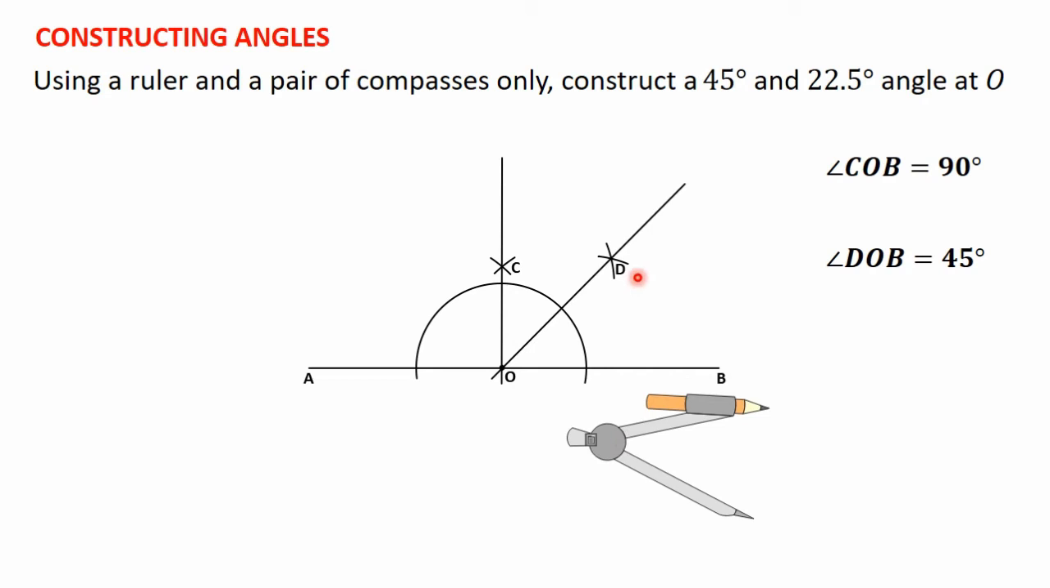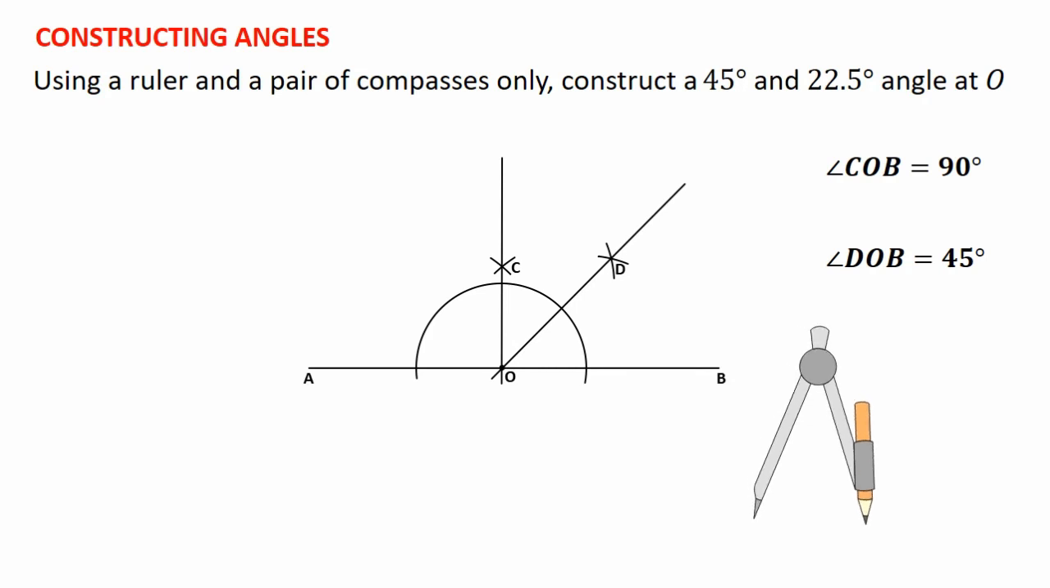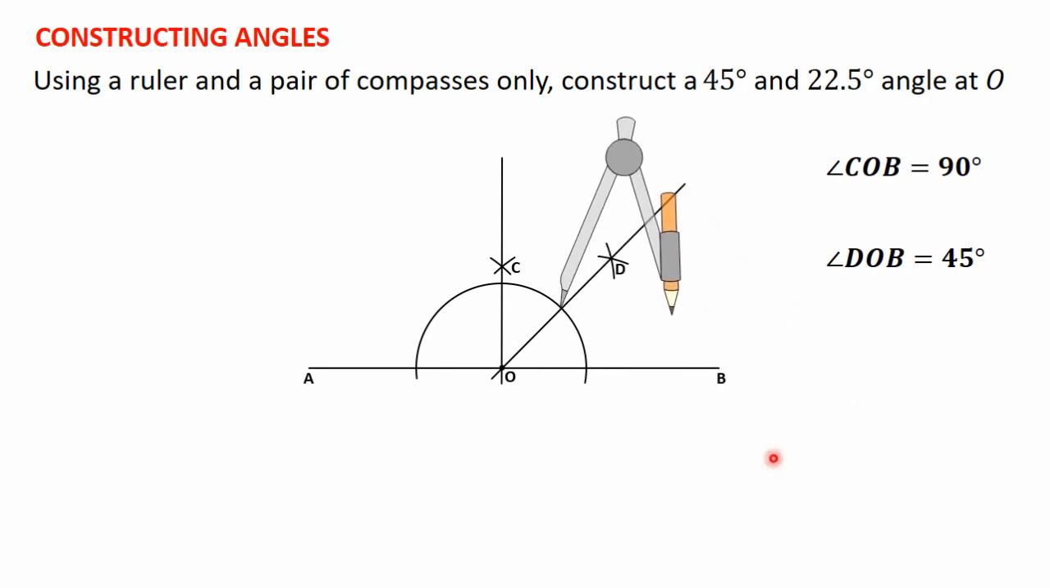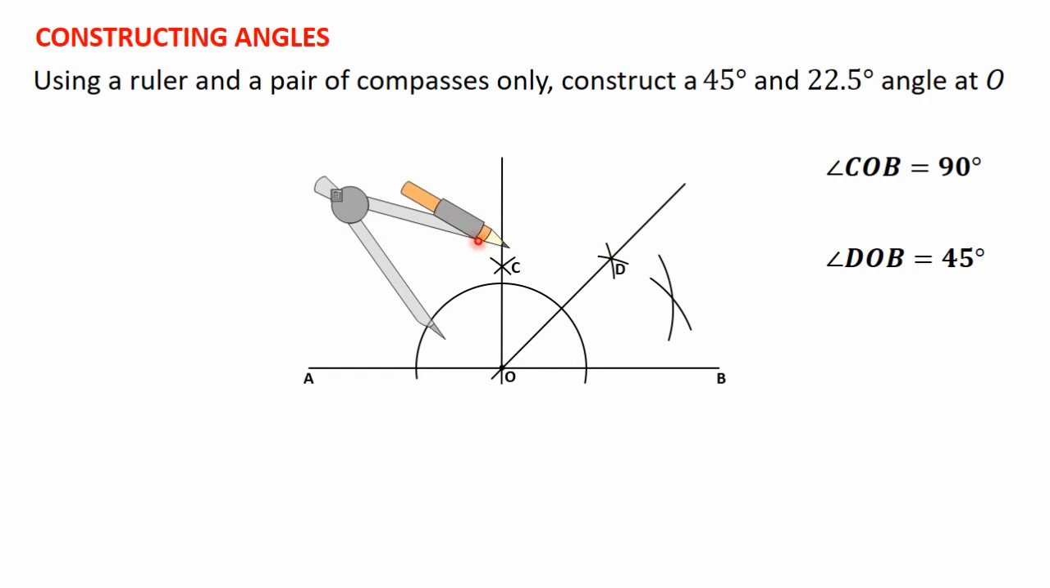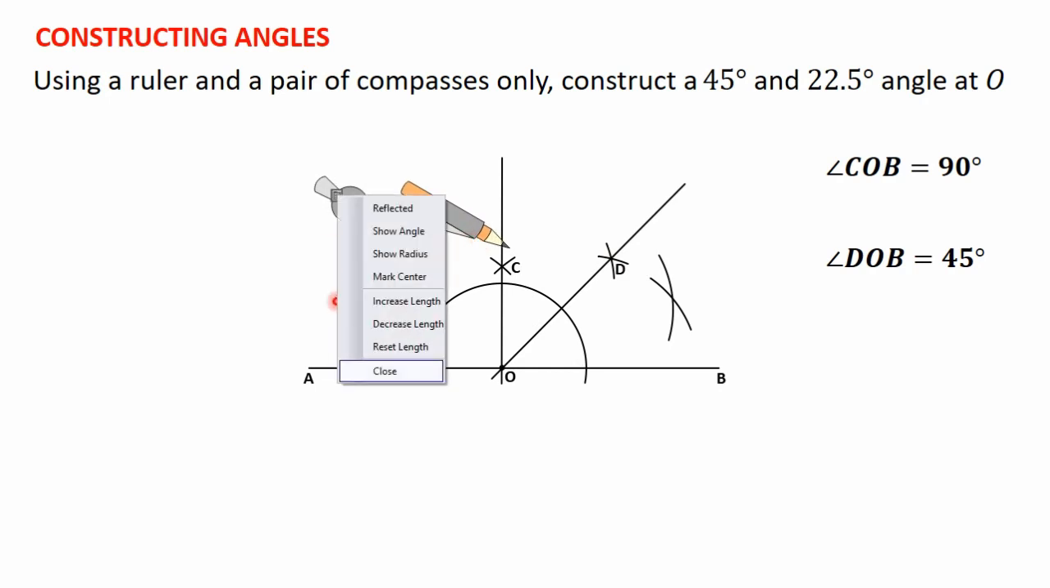To bisect the angle formed between the lines OD and OB, we will take our compass, then put the needle of the compass on this point, which is the point of intersection of the semicircle and the line OD. Then we will turn the compass and construct an arc. After that, we will move the needle of the compass from this point to this point, which is the point of intersection between the semicircle and the line OB. Then we will turn the compass and construct another arc. We are now done with the compass, so I'm going to take the compass off.